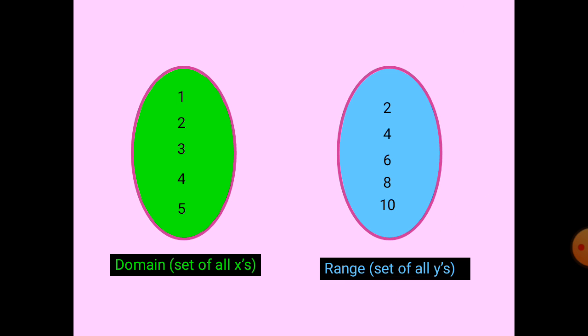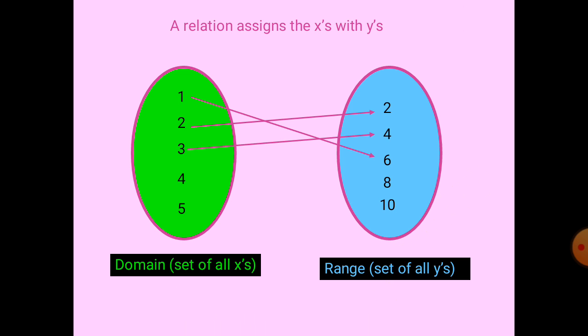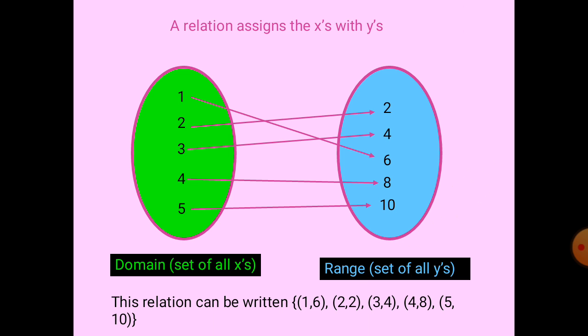So let's take a look at another example of a relation. Our relation assigns x's and y's. We have 1 and 6, 2 and 2, 3 and 4, 4 and 8, 5 and 10. So it can be written as (1, 6), (2, 2), (3, 4), (4, 8), (5, 10). So that is the relation. I know you got it, and let's move on to functions.